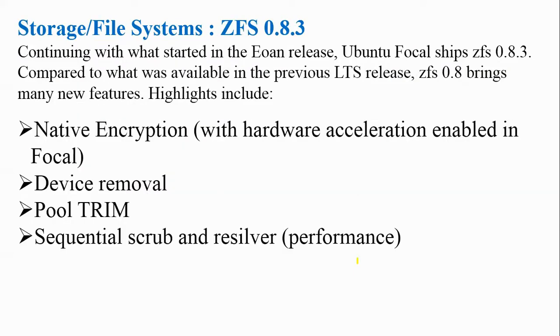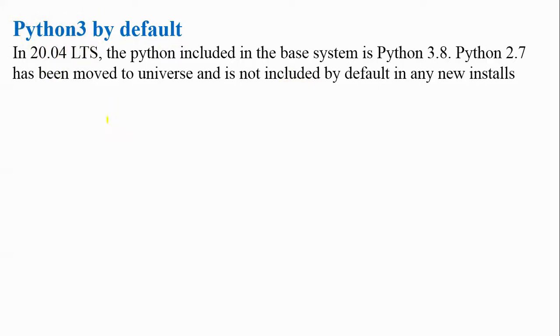And storage file systems, ZFS 0.8.3, and continuing with what started in the Eoan release, Ubuntu Focal ships ZFS 0.8.3 compared to what was available in the previous LTS release. ZFS 0.8 brings many new features. Highlights include native encryption, device removal, pool TRIM, sequential scrub, and resilver, that is performance.